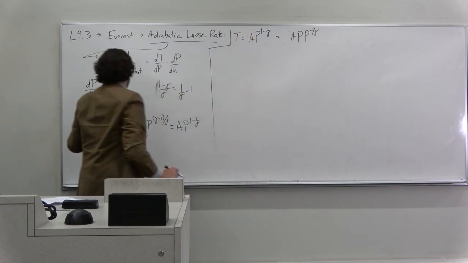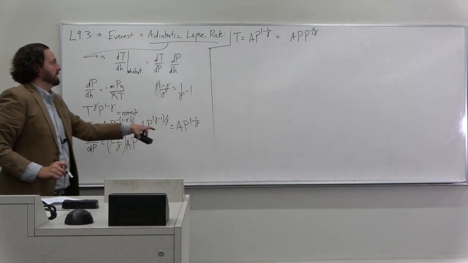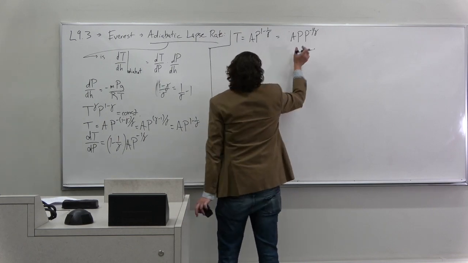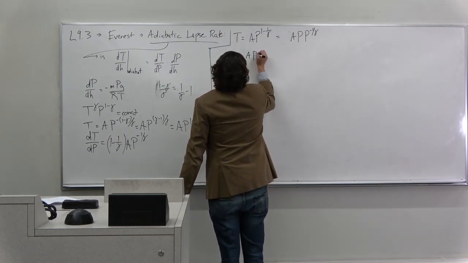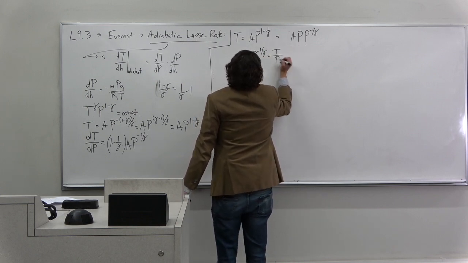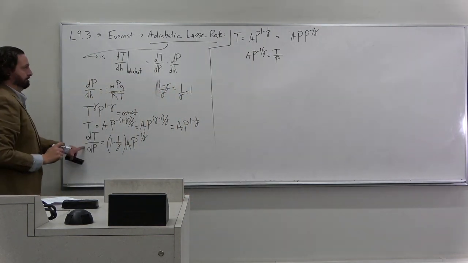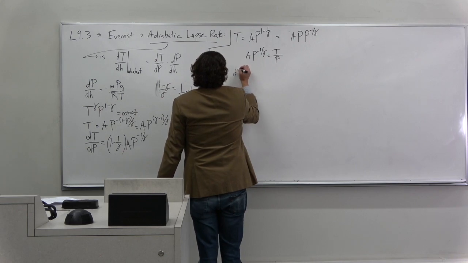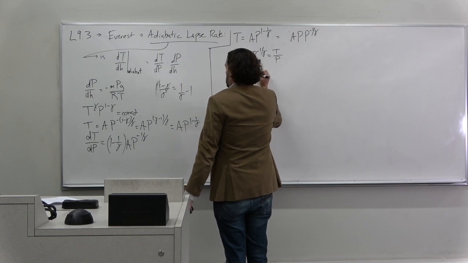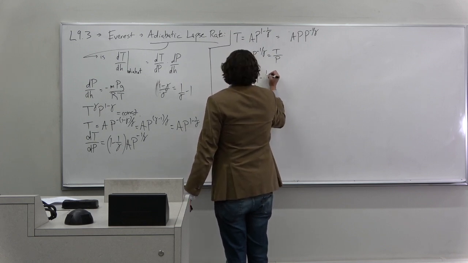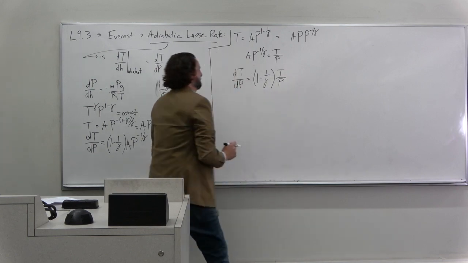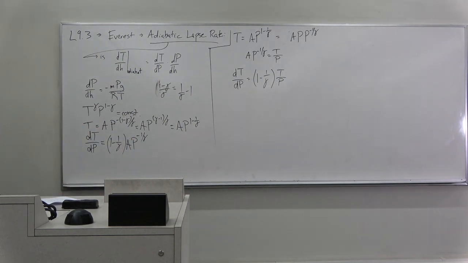T equals A P to the 1 minus gamma. So I just brought that out. Okay, so now I'm going to rewrite the A P to the minus 1 over gamma as T over P. Excellent. So dT/dP is going to equal 1 minus 1 over gamma times T over P. Very good.